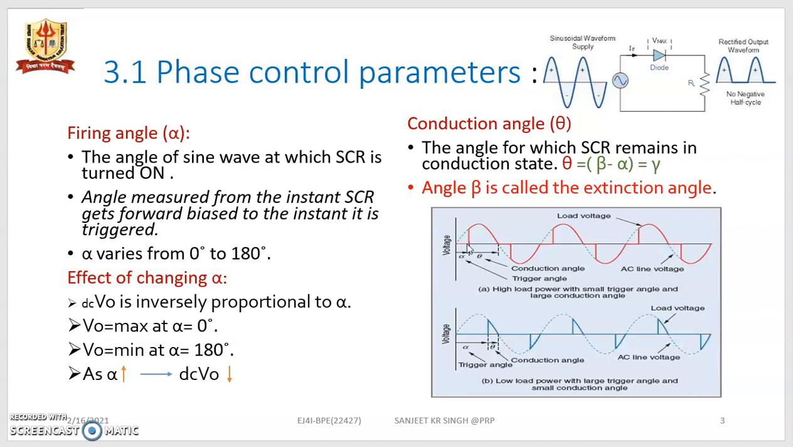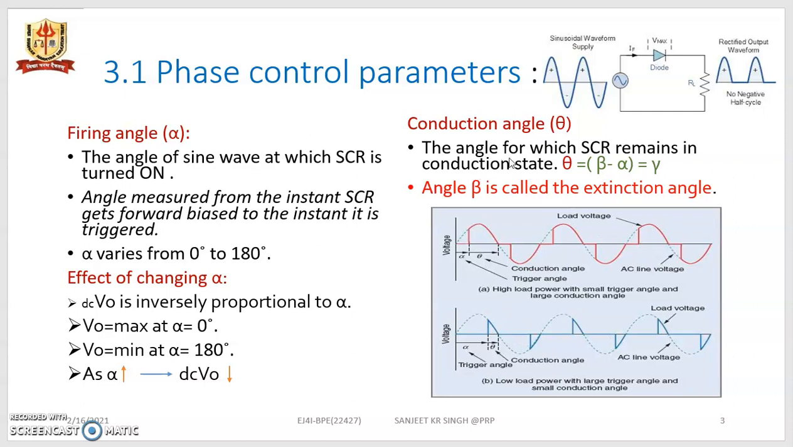So what is the effect of this alpha? When alpha is equal to 0, means at the very onset of the positive half cycle it is fired, then we have the complete positive half cycle as rectified output, and therefore we'll have V out as maximum. And when the firing angle is 180 degree, V out will be almost 0, a minimum value. So alpha is inversely deciding the output voltage.